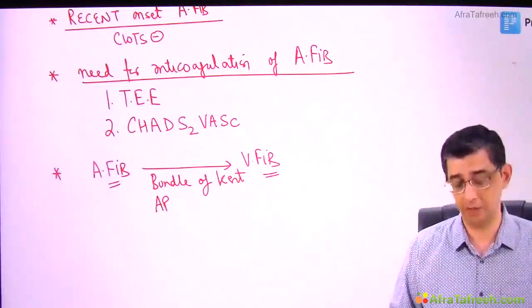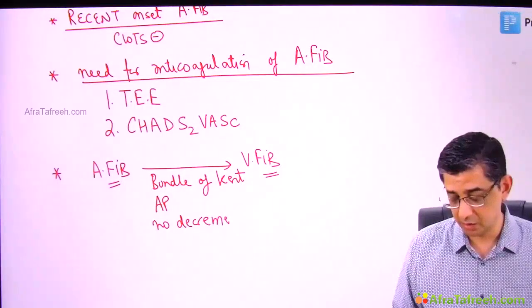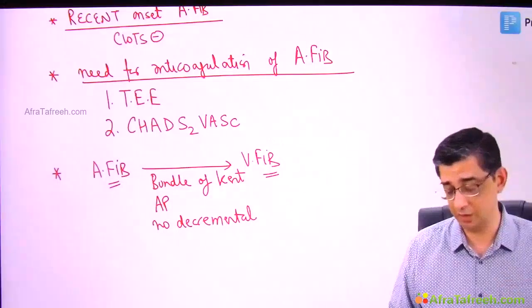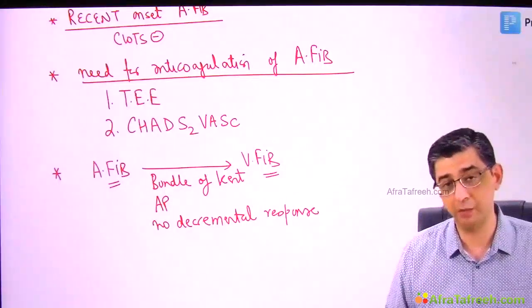So the only scenario where atrial fibrillation can degenerate into ventricular fibrillation is what I've just told you. A bundle of Kent is present in a patient, there is an accessory pathway present. The accessory pathway does not have any braking properties. It does not have any decremental response per se, which explains the sudden deterioration developing in the person.